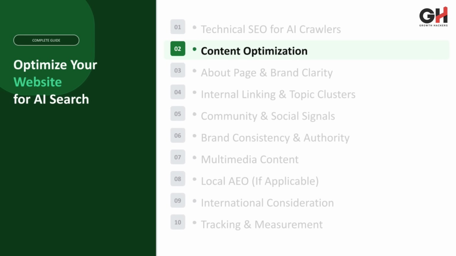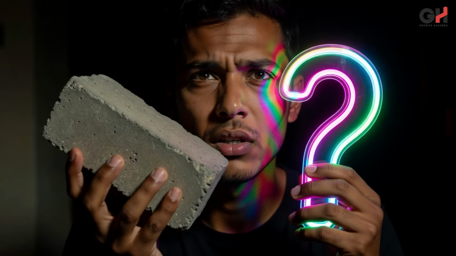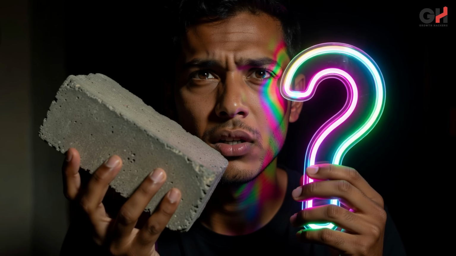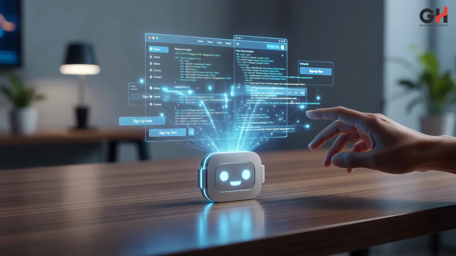Section 2. Content optimization. Point number 1. Header structure. This is one of the biggest changes from traditional SEO. You need to use question-based headers instead of just keywords. For example, "Pricing" becomes "How much does this service cost?" AI matches user queries to question formats.